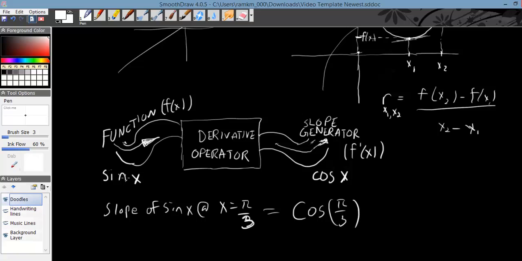So the derivative operator takes the function as its input and spits out a slope generating function. And if you consider a particular value of x, and you want the slope of the original function at that value of x, well, the derivative evaluated at that value of x will give you the slope of the original function. And we'll see later that there are some simple formulas that easily allow us to compute the instantaneous rates of change of all the functions we've seen in our algebra and pre-calculus classes.